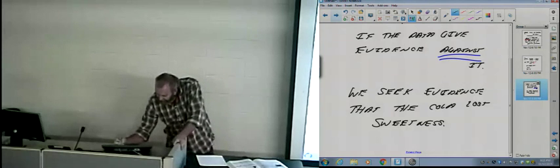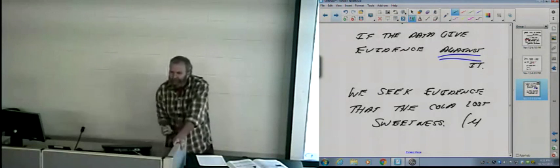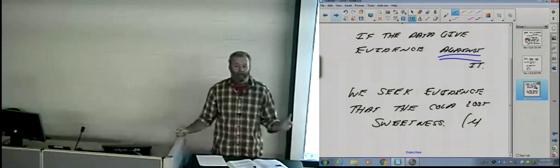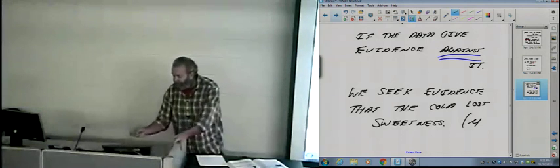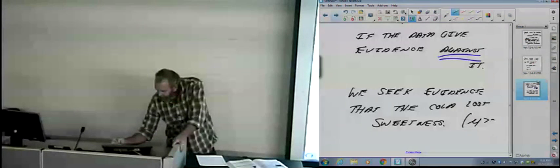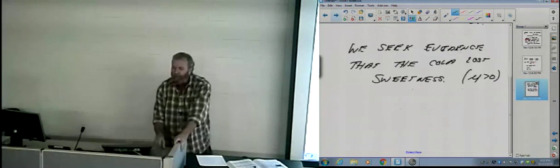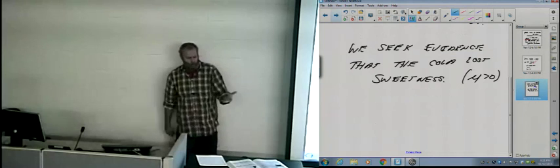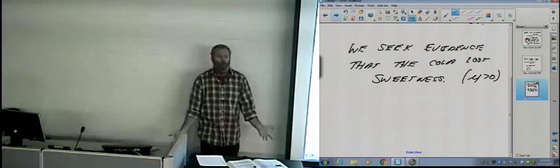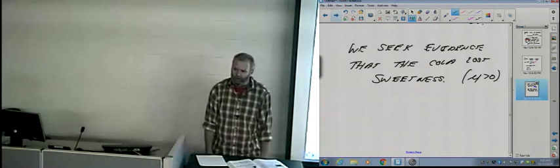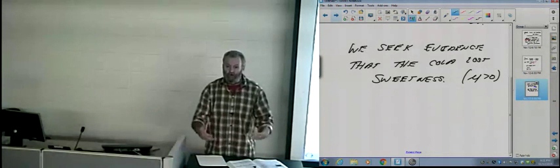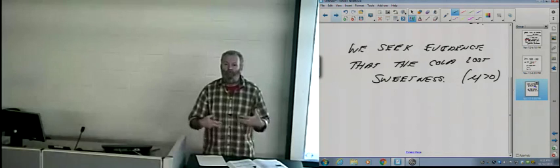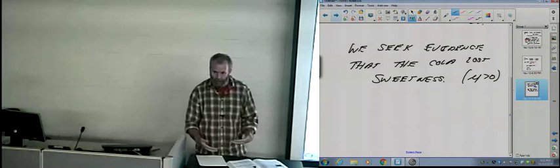Now, if the cola loses sweetness, remember, that means people would score it higher before than they did after. We would expect mu to be greater than 0. So I've taken the question and I've turned it into this mu, right? Mu is greater than 0 here. So if the cola has lost sweetness, mu would be greater than 0. Mu would be positive. Okay?